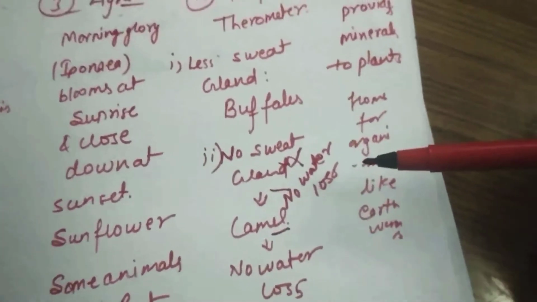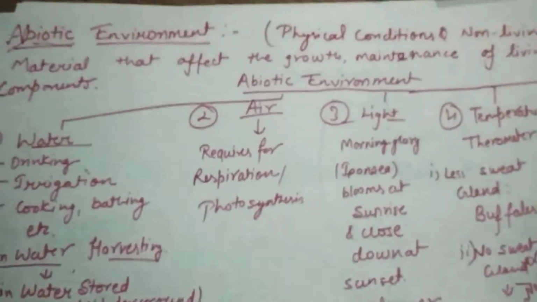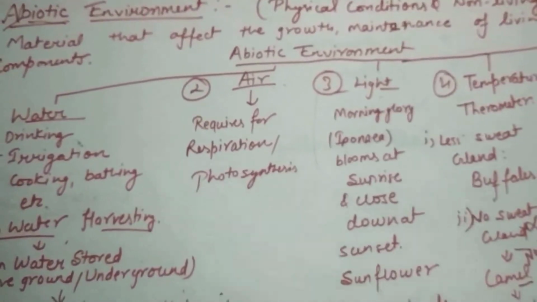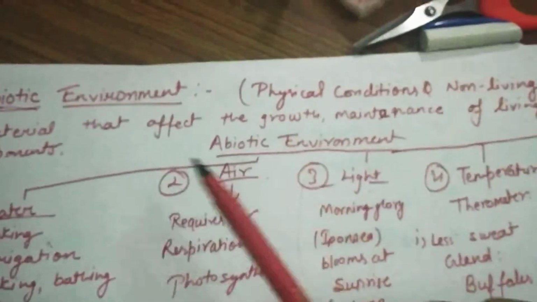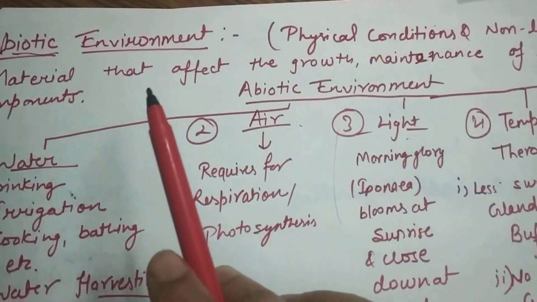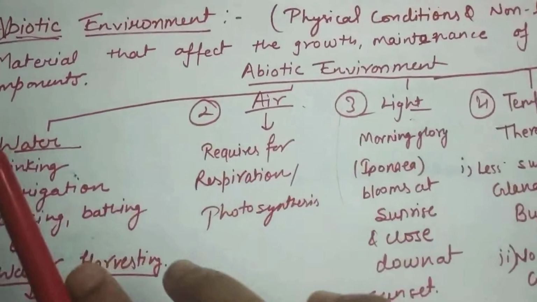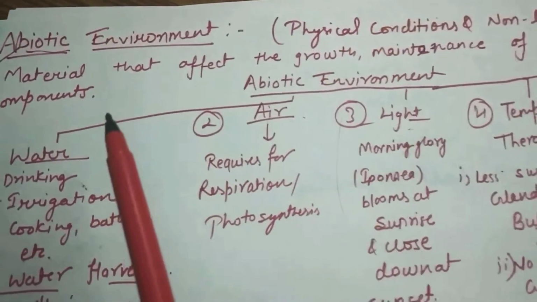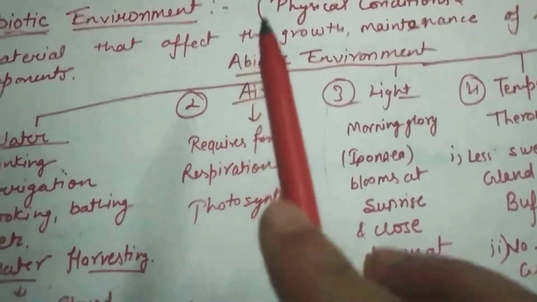ओके, so I hope this abiotic component is clear to you, and just take a quick glance. What is abiotic environment? The physical conditions and the non-living materials that affect the growth and maintenance of the living component. वो सारी physical conditions जो कि living components की life को affect करती हैं.